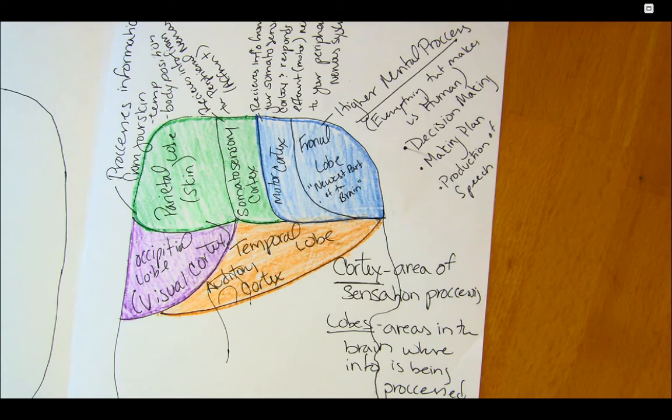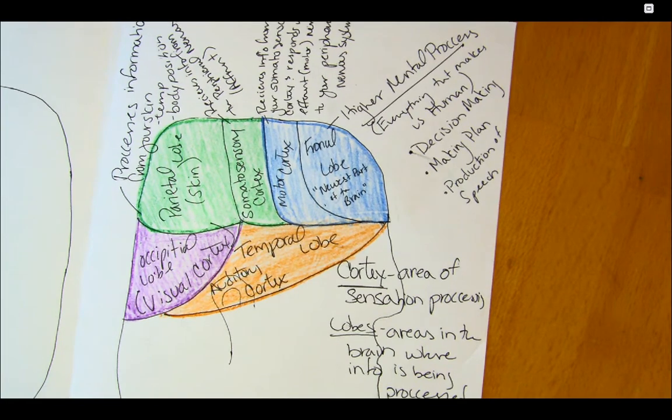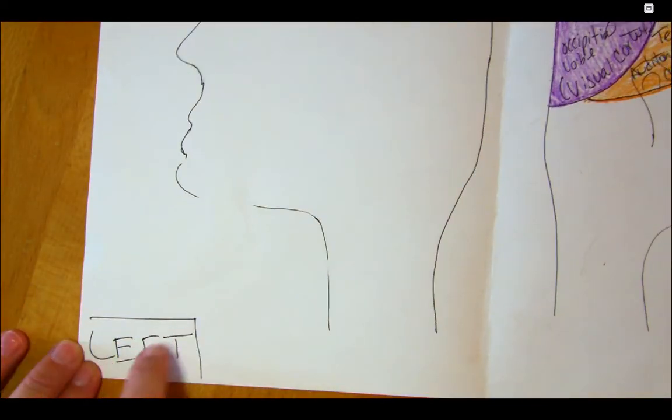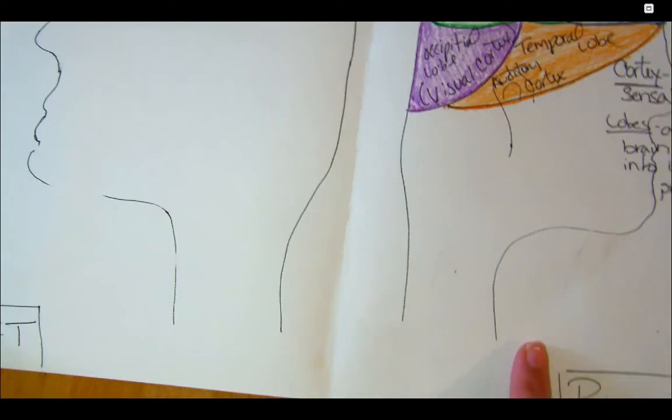Every lobe has a cortex. Okay, every cortex is in one lobe. You need to understand that now because I'm only going to make it more confusing here in a second. So we are going to the left side. We did all of this on the right side. Now we're going to be working on the left side.